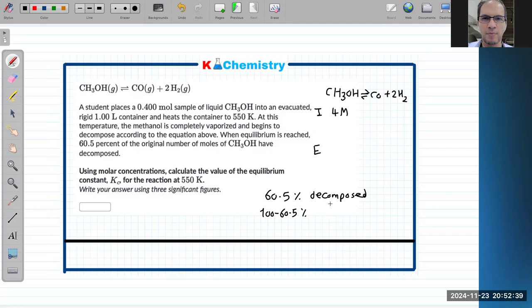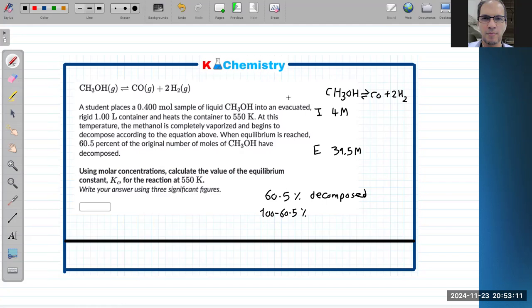Right? Is that correct, Julian? So 100 minus 60.5. If I started with 100 and 60.5 decomposed, this means that I have 39.5 molar here at the end, when I reach the equilibrium stage. So I will say that's equal to 39.5.